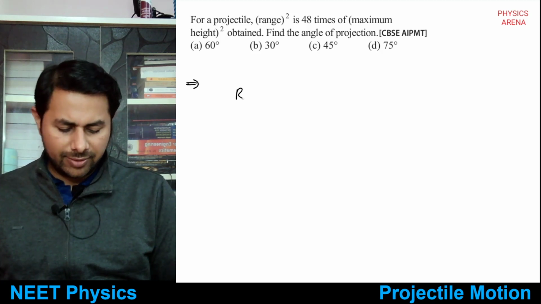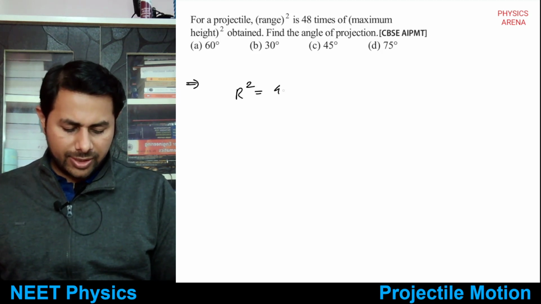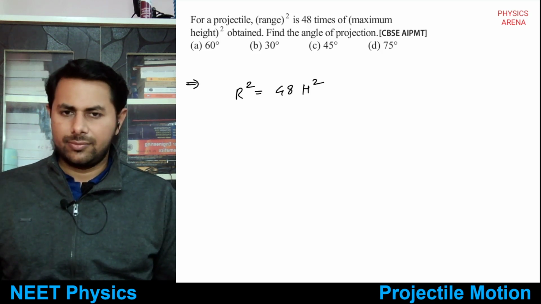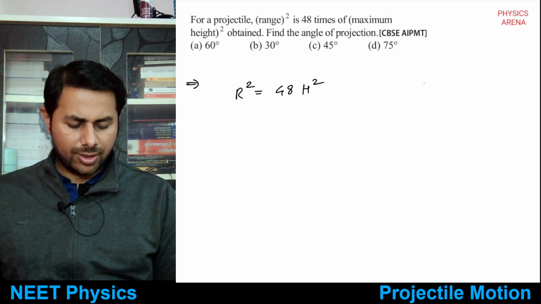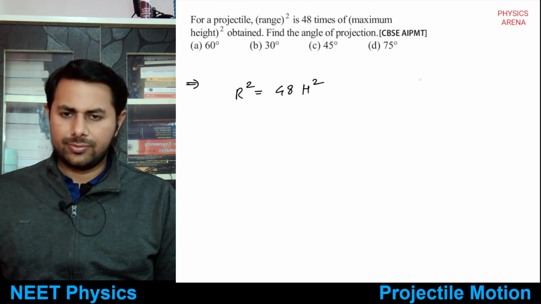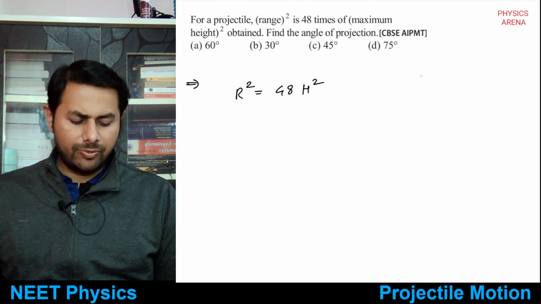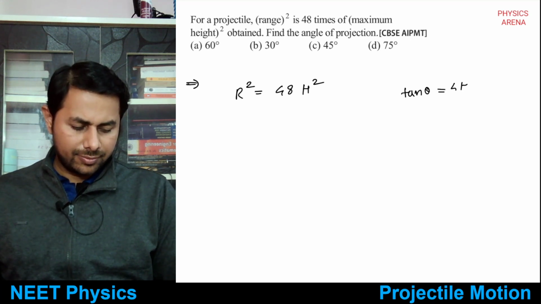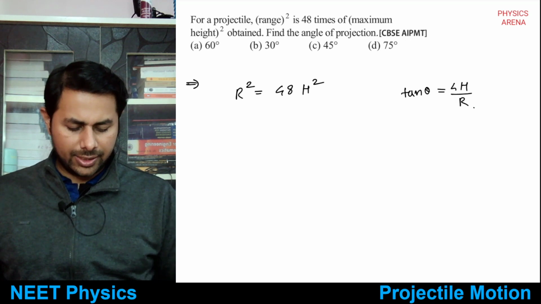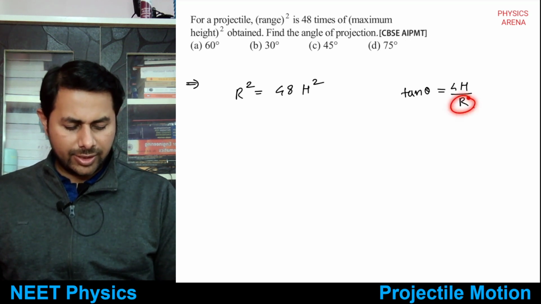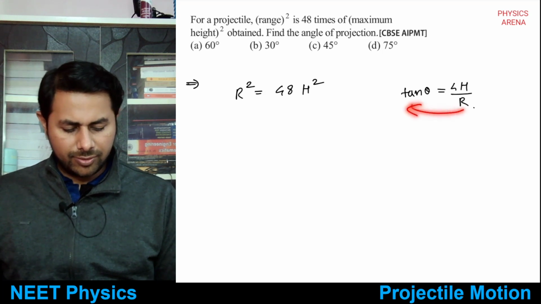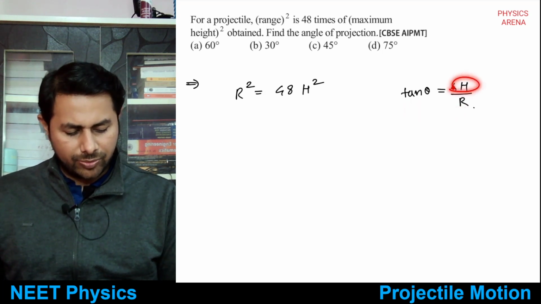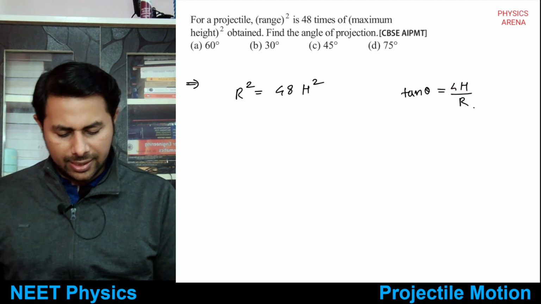Tell me, r square is equal to 48 times h square. So here what should we do? Again we know tan theta equals 4h by r, right? So what is r? R is equal to 4h by tan theta, or we can say 4h is equal to r tan theta.